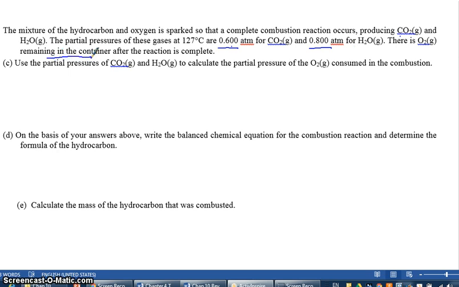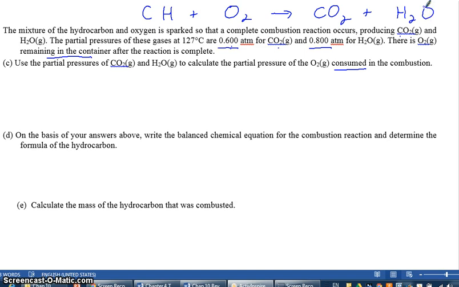So they want us to use the partial pressures of the CO2 and H2O, the new information they gave us, to calculate the partial pressure of O2 consumed. Now the idea here is we can use pressures just like we use moles in a stoichiometry problem, just like the previous example that we saw. So let's go ahead and write our reaction. And instead of using moles, we're allowed to use pressures because moles and pressures are directly related. So we have a hydrocarbon, some CH compound, reacting with oxygen, producing CO2 and H2O.